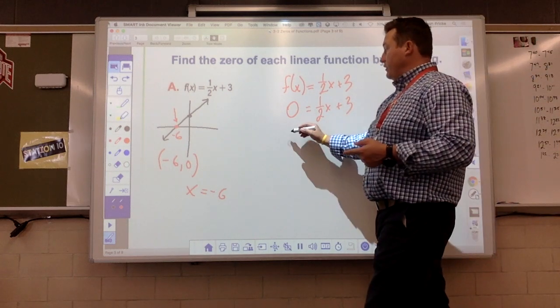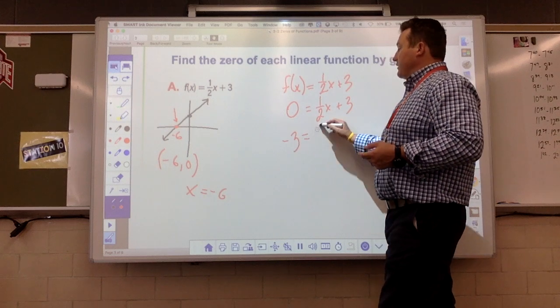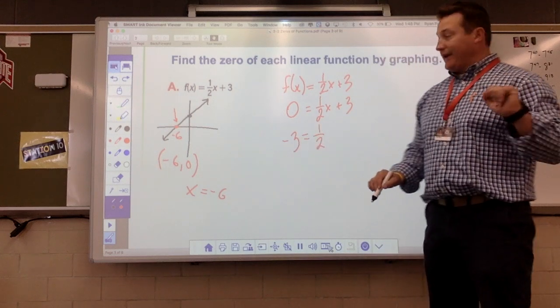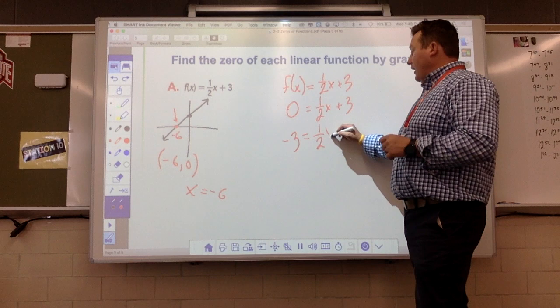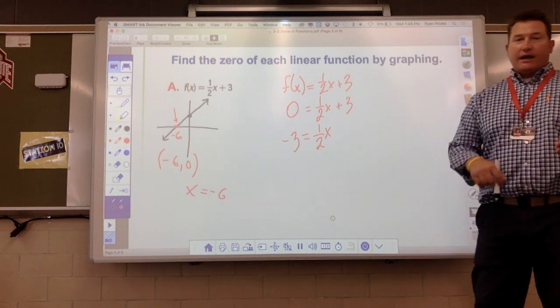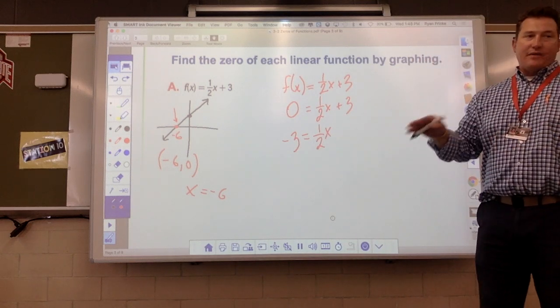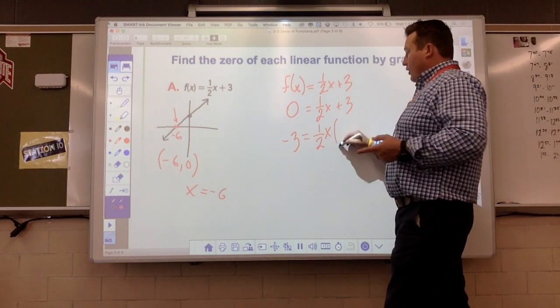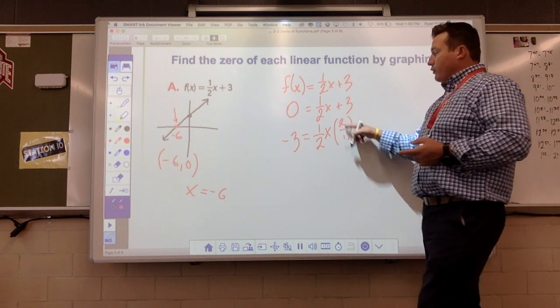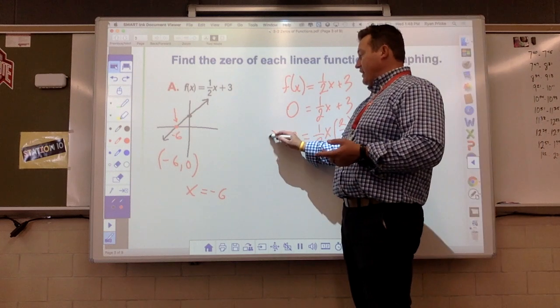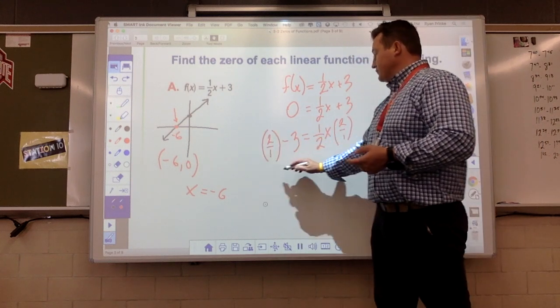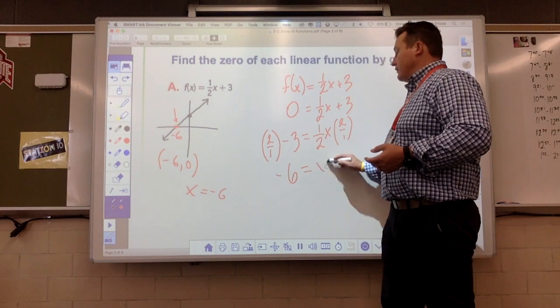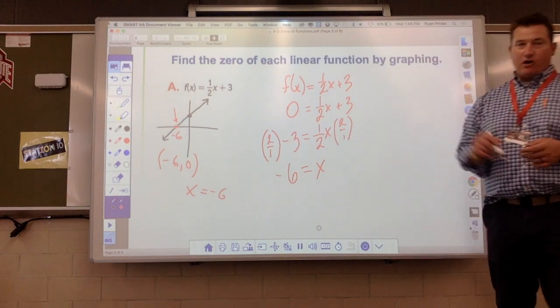So subtract 3. You got it, Natalie. 0 minus 3 is -3. Good job. Equals 1/2 x. Again, we could divide by 1/2, but we typically should be better than that and say, hey, multiply by its reciprocal, 2/1, which is just the same as the number 2. What do we get? We get the same thing we just got graphically.